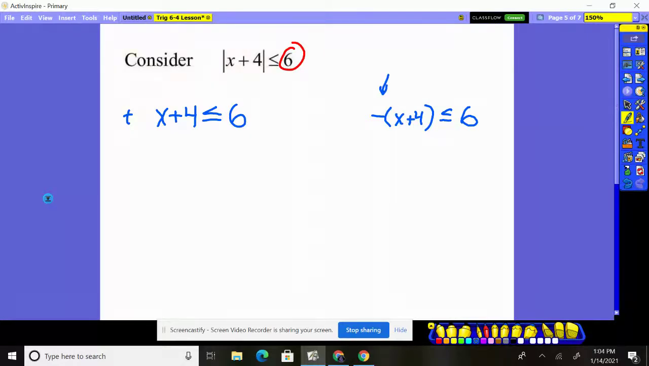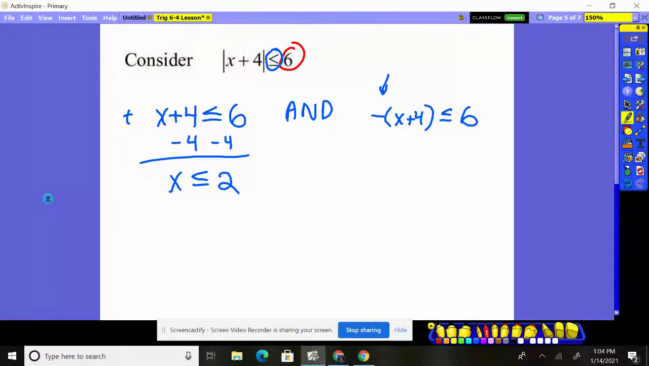Now, we are going to play off the words, and you've done this before. That's a less than. That tells us this is going to be an and situation. I need the left part and the right part to be true, and we'll see what happens. So all I do now is I solve this. I subtract 4, x is less than or equal to 2. There's one solution.